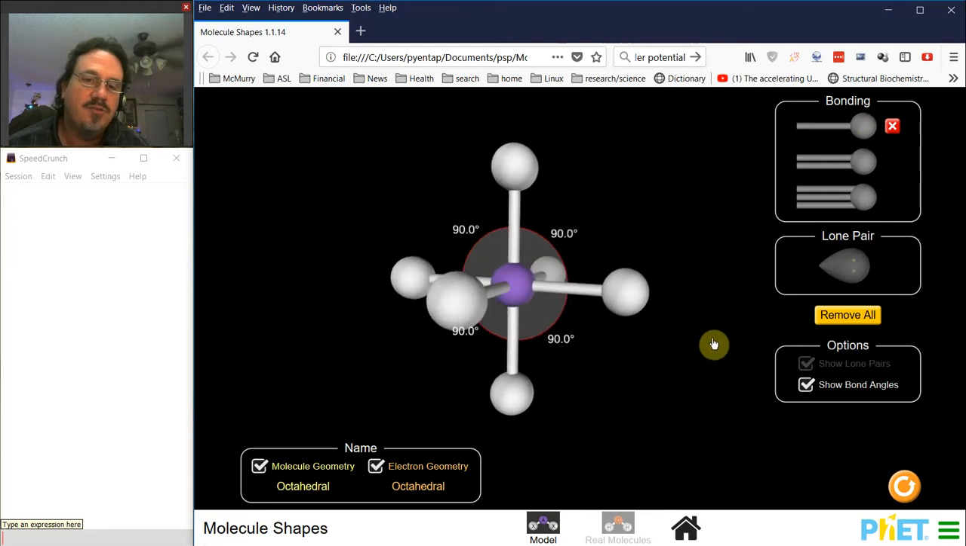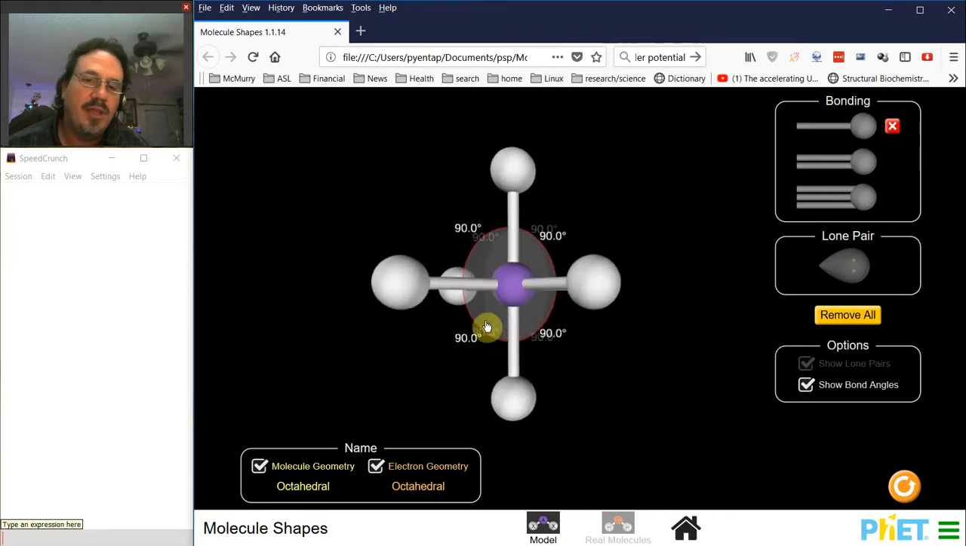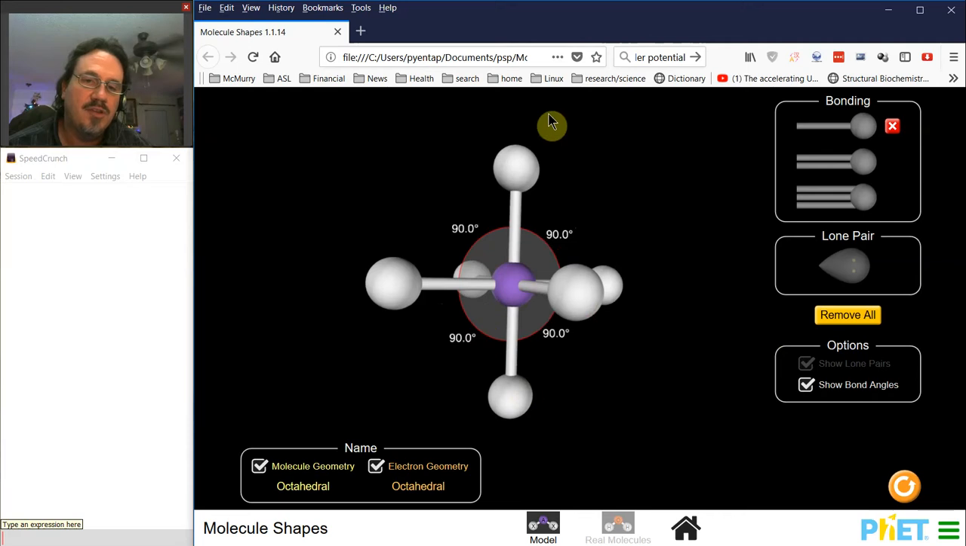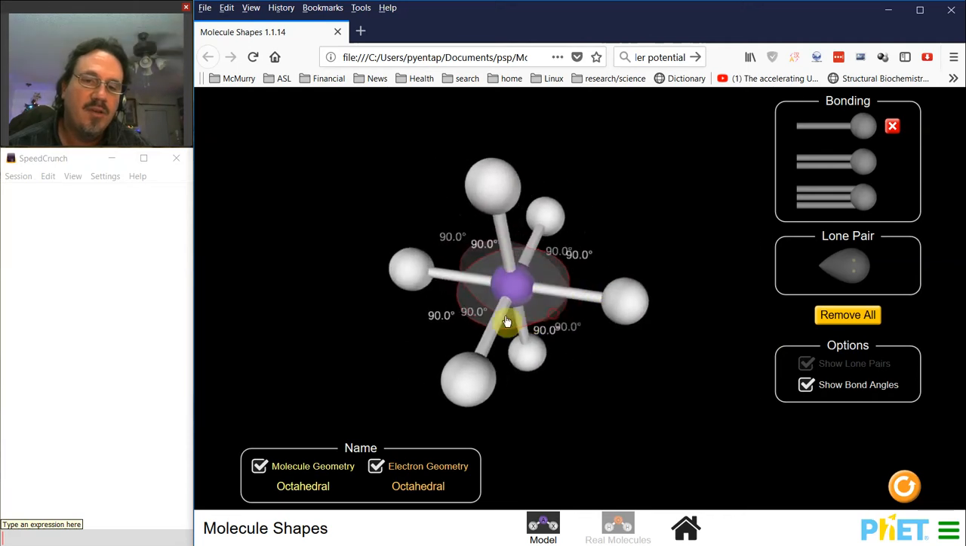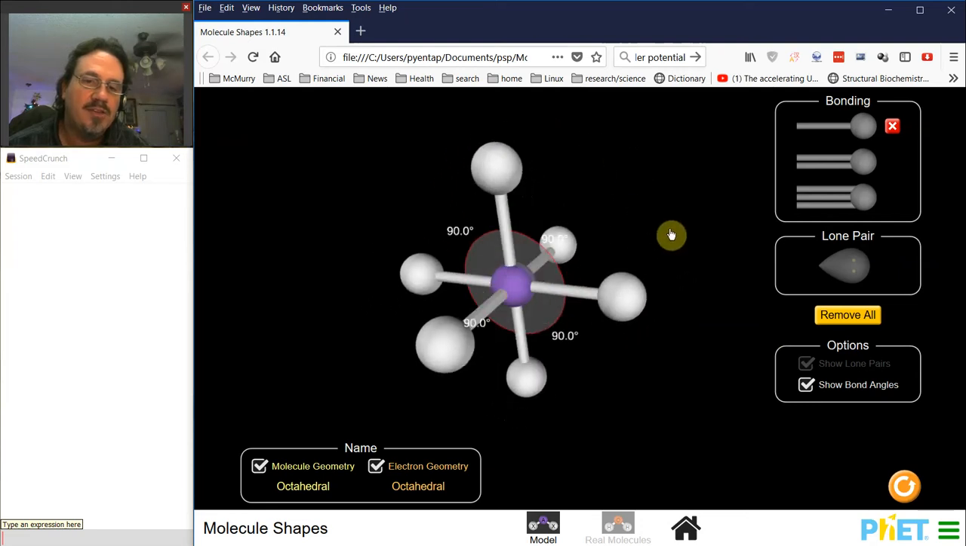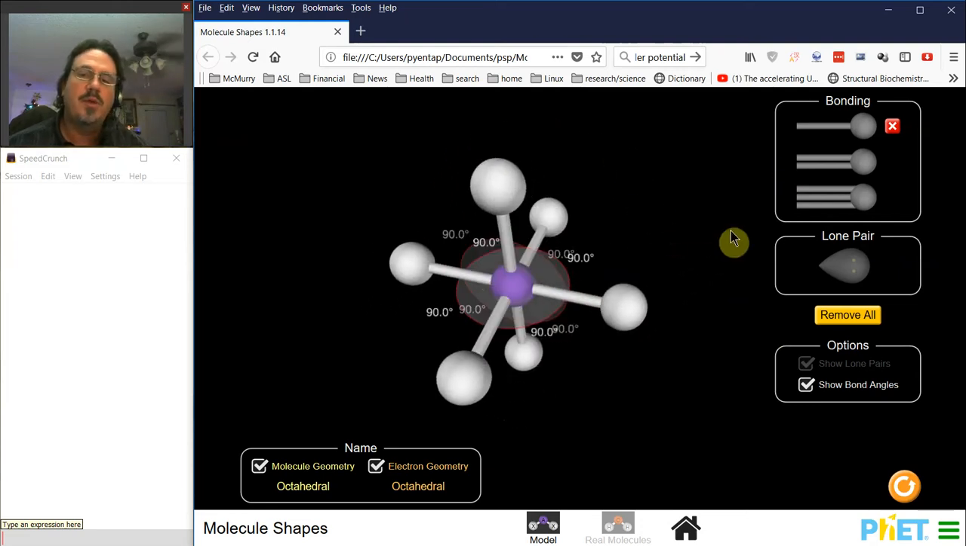There we go. You see the 4 that are in the equatorial plane, 90 degrees from each other, and then straight up and straight down. No matter how I rotate this, I've got 90 degrees all the way around. Nice symmetric type of thing. So that's the best way to arrange 6 things. Okay.